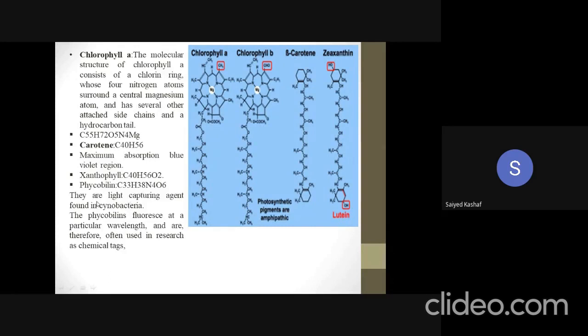These are also light capturing agents found in cyanobacteria. These phycobilins fluoresce at particular wavelengths, and they are also used as chemical tags for some research purposes. These pigments are capable of capturing sunlight, and they are water soluble, and they are also accessory pigments. And these phycobilins are of two types, phycoerythrin and phycocyanin. They are also found in cyanobacteria and red algae.